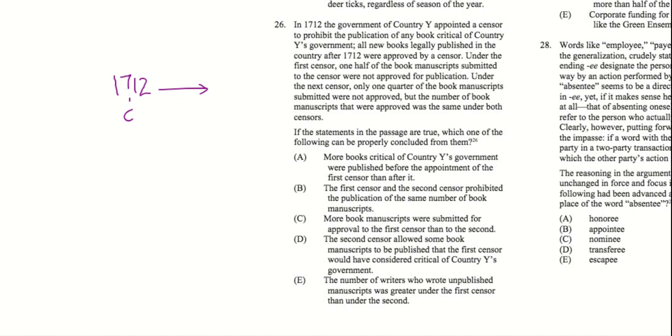Under the first censor, 1/2 of the book manuscripts submitted were not approved. So under the first censor, we know that they said no to half the books, right? Under the next censor, only 1/4 of the books submitted were not approved. So in the second one, they said no to 1/4, right?